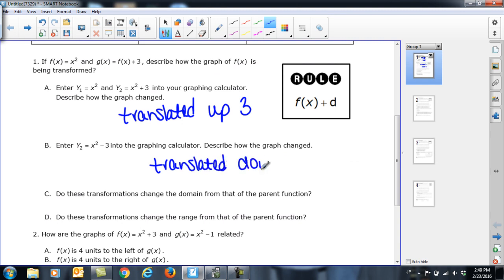And so when I add a number to the thing that is squared, so when I add a number to the x squared, what it does is it moves it up. When I subtract a number from the x squared, it moves it down.